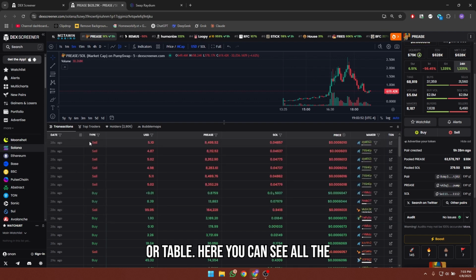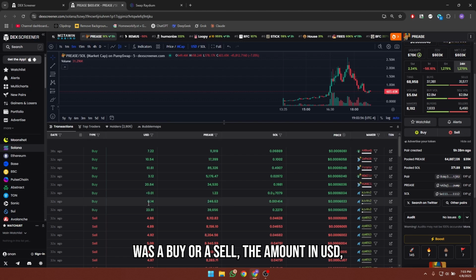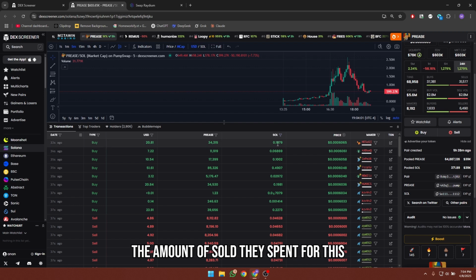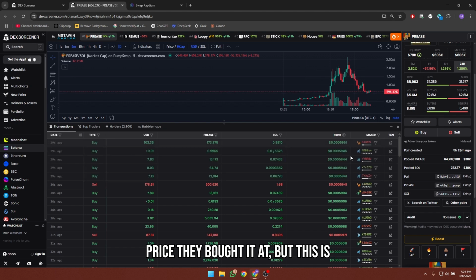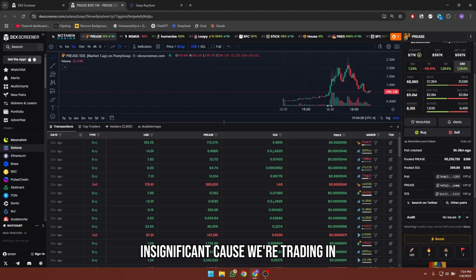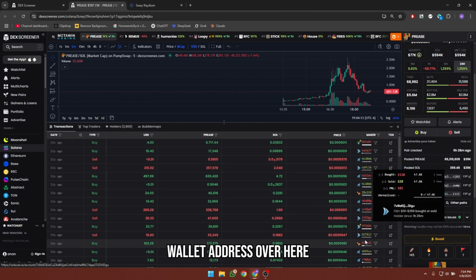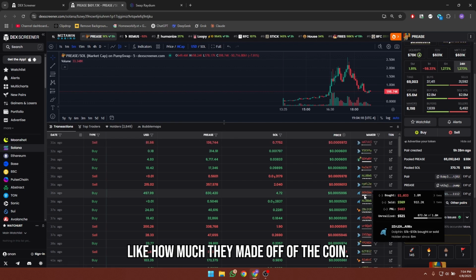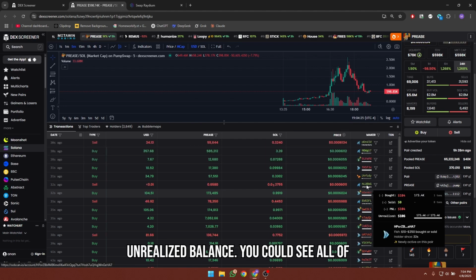Now, another thing that is also really important is this table here. You can see all the transactions, what the type was, if it was a buy or a sell, the amount in USD, and the amount of SOL they spent for this coin, either buy or sell. You can see the price they bought it at, but this is insignificant because we're trading in market cap. And every single wallet address over here, and how much they made off of the coin. You can see their profits, their losses, their unrealized balance. You could see all of that here.